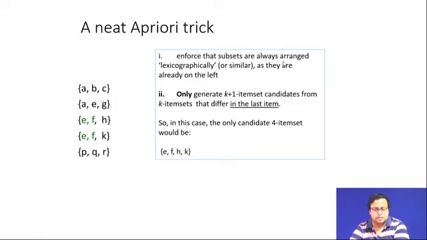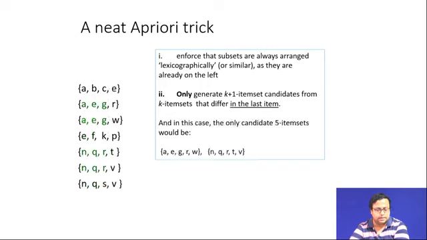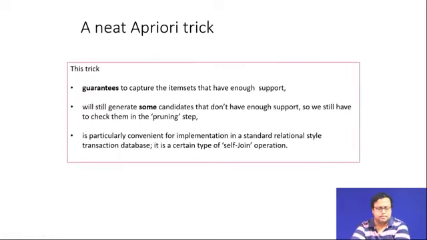So, enforce that subsets are always arranged lexicographically and they are already on the left. Only generate k plus 1 items from k items which differ in the last item. That is the algorithm that they are giving. In this case the only 5 items will be A, E, G, R, W and N, Q, R, T, F, you can check that. Only the last item is changing, the first 3 items are kept lexicographically and the last item is changed.